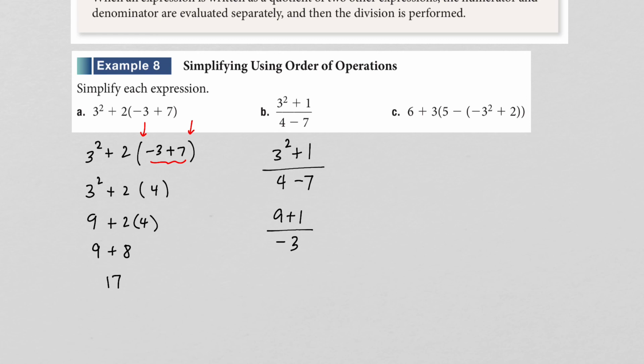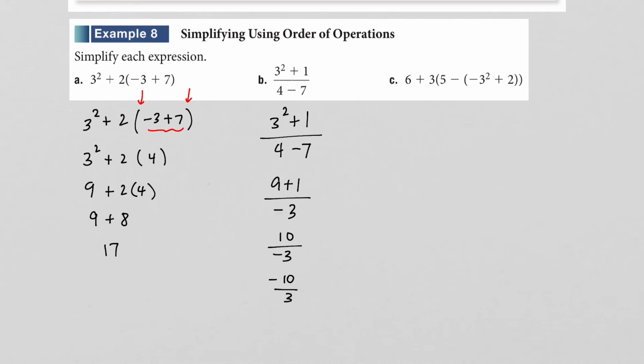And then now back to the numerator, 9 plus 1 is 10, so we have 10 divided by negative 3. And because this doesn't divide evenly, I'm just going to rewrite this as negative 10/3. Now, if you divide that on a calculator, you'll get negative 3.3333, but we'll just leave it in the form negative 10/3.